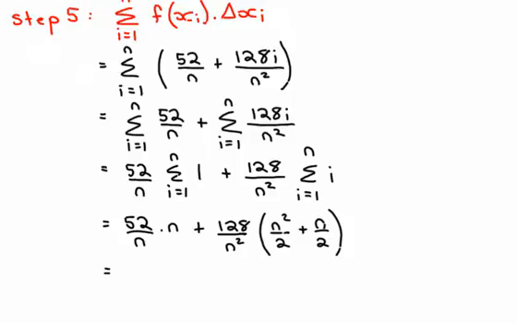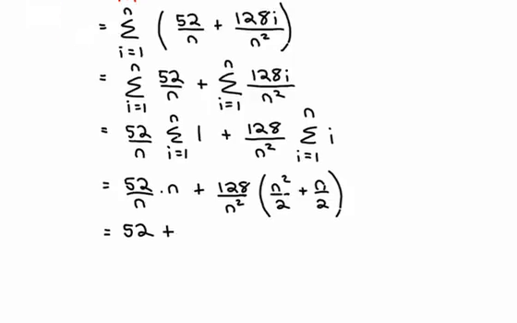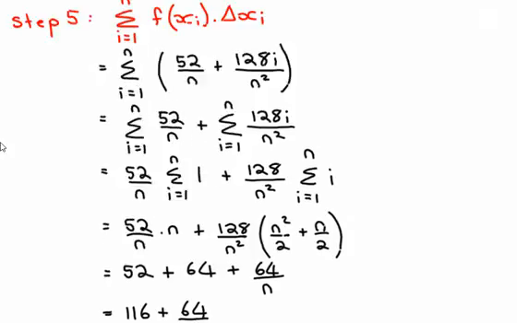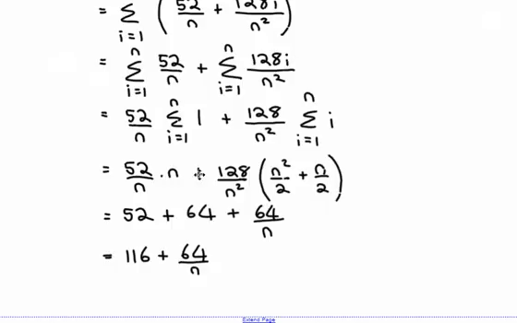52 over n times n is just 52, plus now we've got to times n, 128 over n squared times n squared over 2 gives us 64, plus 128 over n squared plus n over 2 gives us 64 over n. Simplify that a bit further, we get 116 plus 64 over n. So that's usually the most time-consuming step.